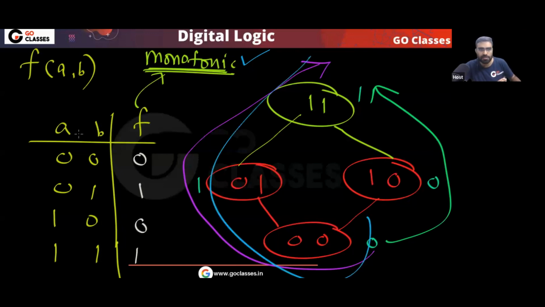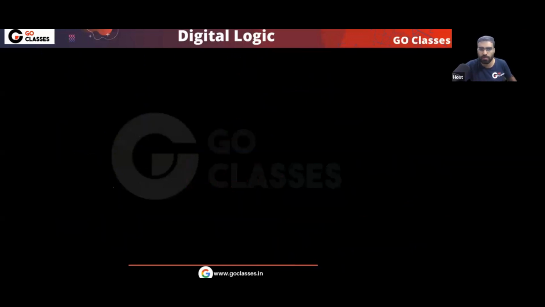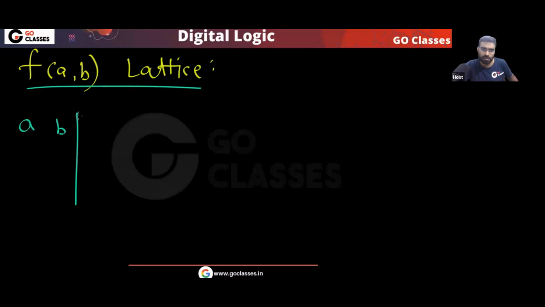This upward path, and you can notice the function value is not decreasing. So this is monotonic. I hope you understood. Okay, so for two variables, what is the lattice you will get? Tell me.